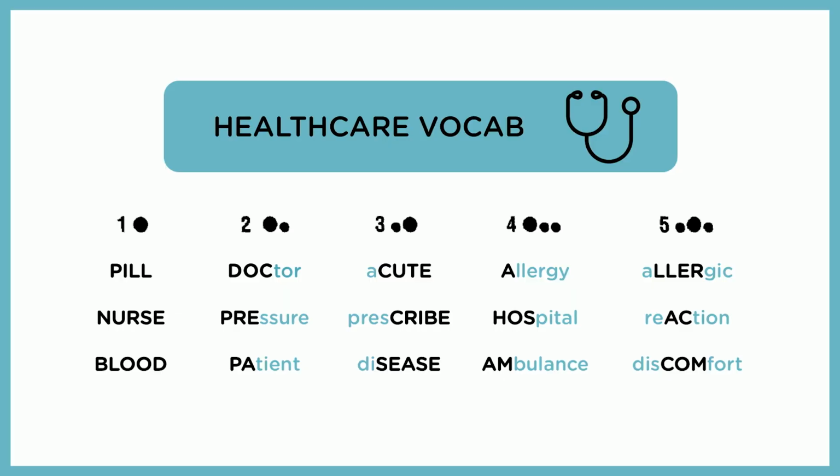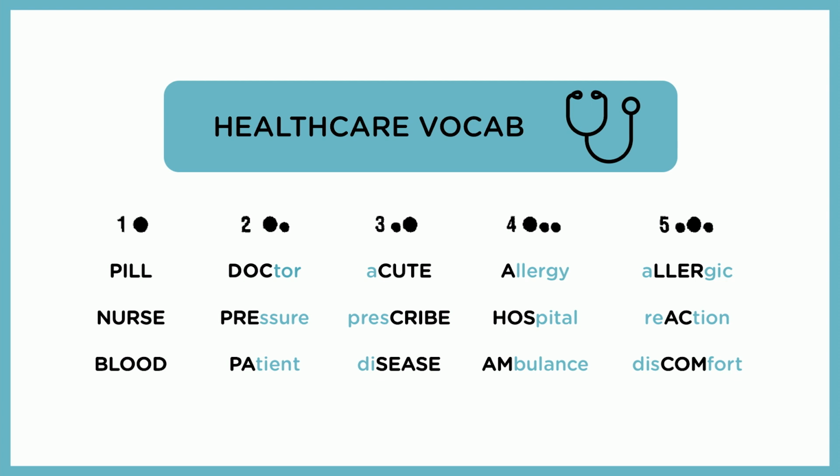Terrific. So, just to have a slightly different topic, let's look at some healthcare vocab. So here we've got different columns. On the left, we've got 1-syllable words. Because it's just 1 syllable, the stress is even. It's pill, nurse, blood. But when there are 2 or more syllables, we follow different patterns. So let's look at column 2. We've got doctor, pressure, patient.